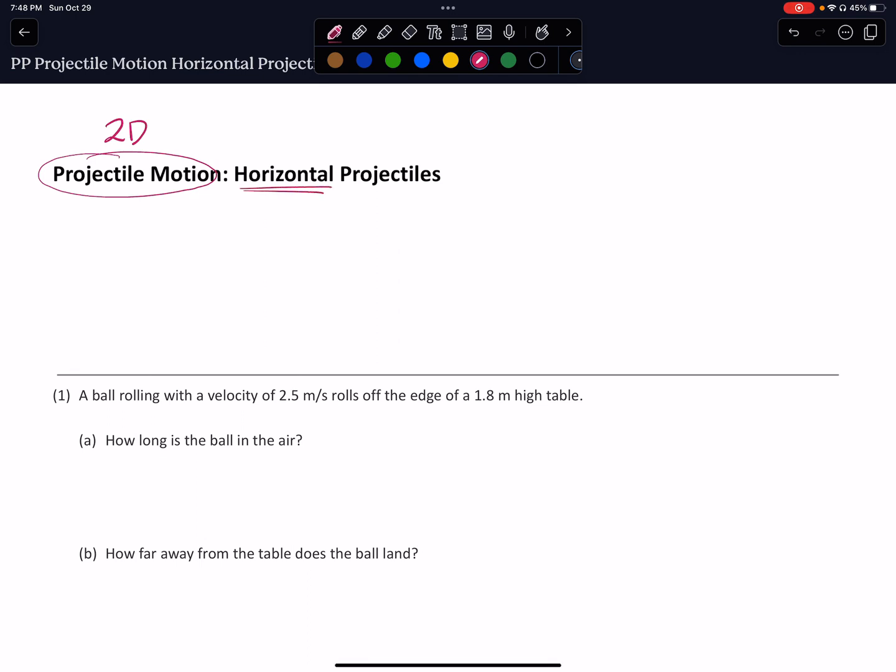Horizontal projectiles are a special type of projectile motion. All right, so for these, we have something sitting up on top of a cliff here. I'm going to make a cannon, and that cannon is going to shoot an object with all horizontal motion. Now we know that it's all horizontal initially because of the way the cannon is pointed. So it's all horizontal.